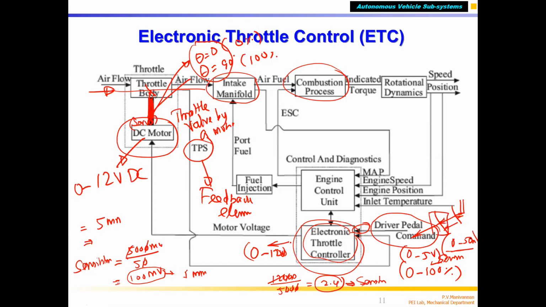Correct? What it does, if I press a throttle pedal by 1 mm, how much is this going to give? It is going to give something around 24 millivolts. If the input is 1 mm, this will give 24 millivolts.